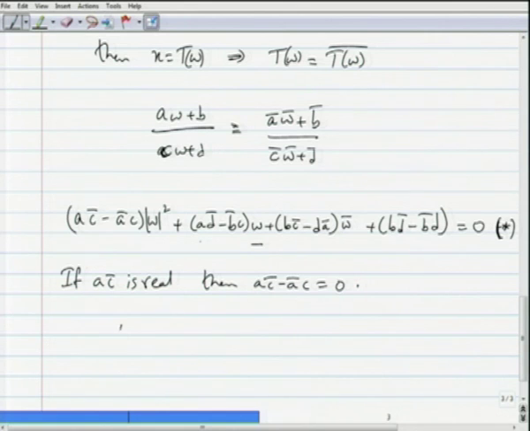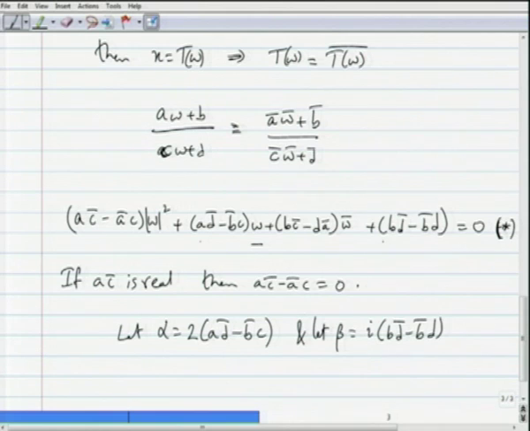So, let alpha equal 2 times (A D bar minus B bar C). That 2 is just to avoid a multiple of 2, as we will see in a moment. And let beta be equal to I times (B D bar minus B bar D). Once again, I have multiplied that by an I to put this other term in a nice form. Notice that this number is a difference of conjugates, so that gives a purely imaginary number. It gives 2 times the imaginary part of B D bar, which is imaginary. So, beta here is a real number.